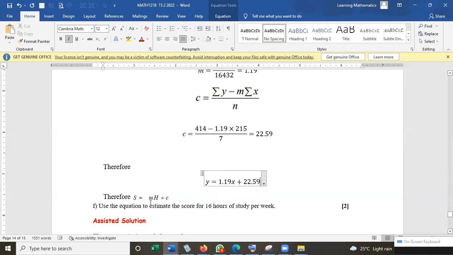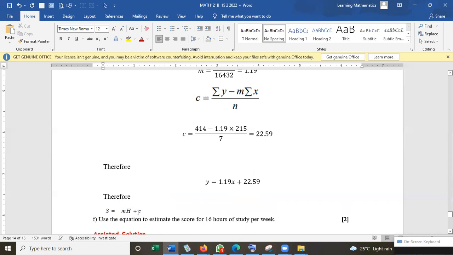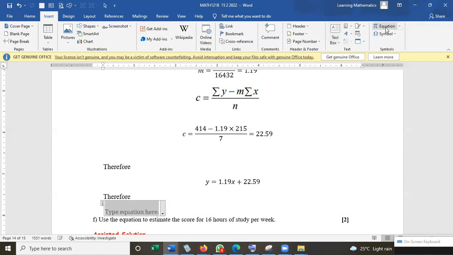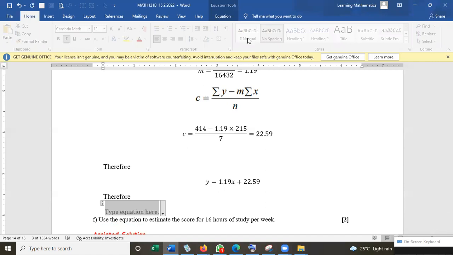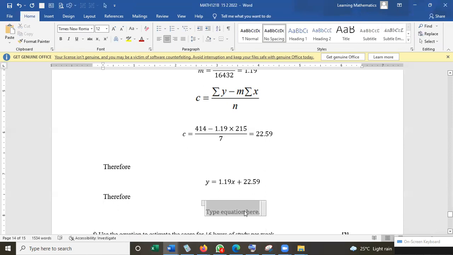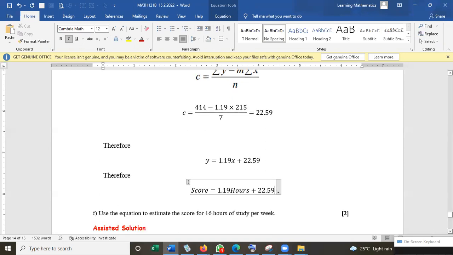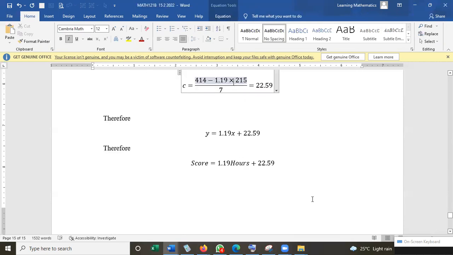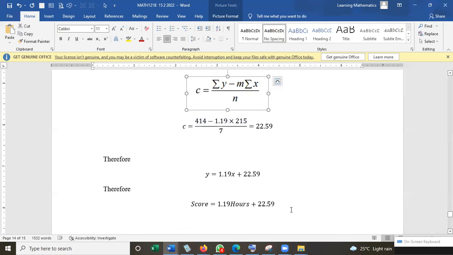Okay, now to adapt this now to our variables, which is score and hours of study, because y and x are for general representation, generality, but specifically we're dealing with score. S for score. If you want, you can even write the whole word. Score is equal to 1.19 times hours plus 22.59. Okay, so here you have it. And they call this a linear regression, using data that was collected to model an equation.